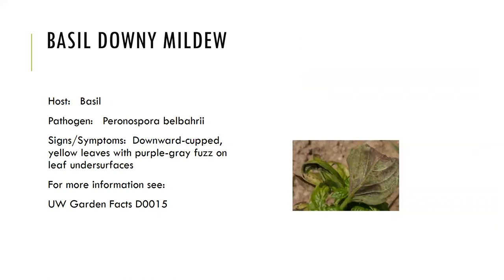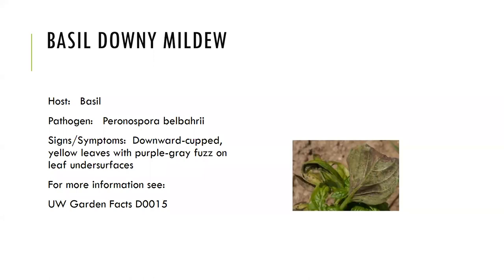The next up is basal downy mildew. So generally herbs are pretty disease resistant, but basil is susceptible to this one main malady. Basal downy mildew has almost a similar look to powdery mildew, but only the undersides of the leaves are impacted. Thankfully, basal downy mildew only impacts basil.